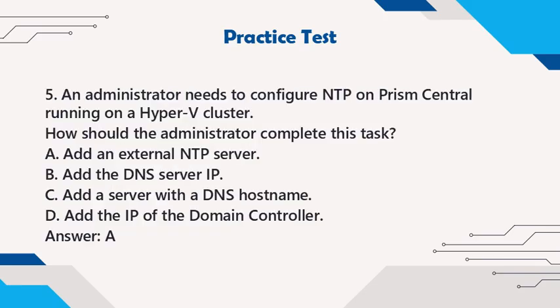5. An administrator needs to configure NTP on Prism Central running on a Hyper-V cluster. How should the administrator complete this task? A. Add an external NTP server. B. Add the DNS server IP. C. Add a server with the DNS hostname. D. Add the IP of the domain controller. Answer: A.